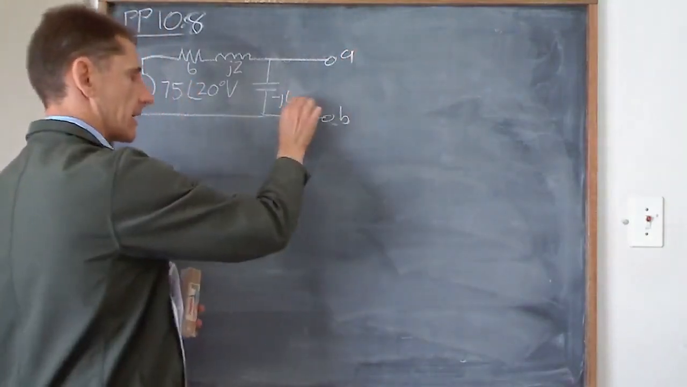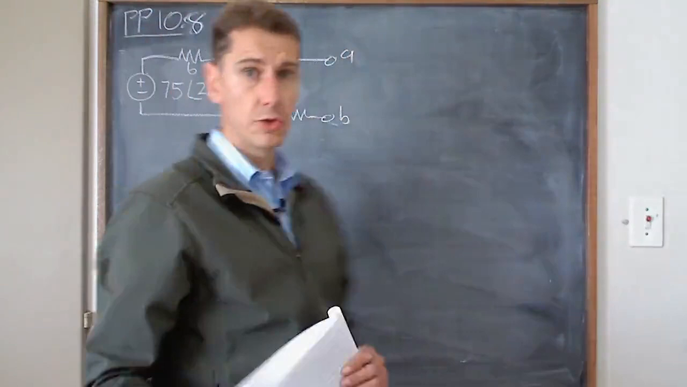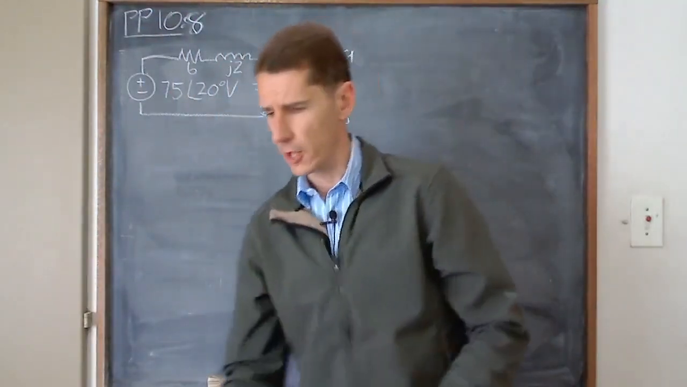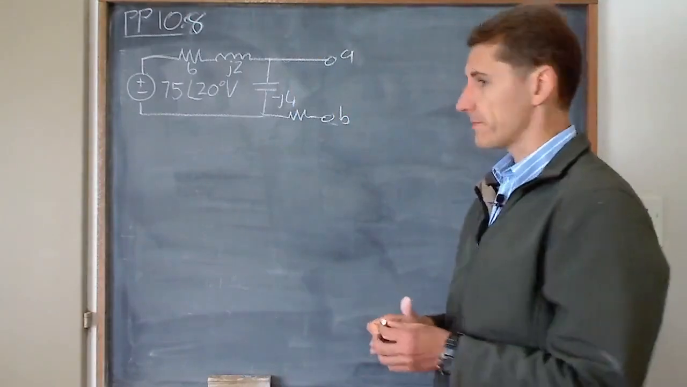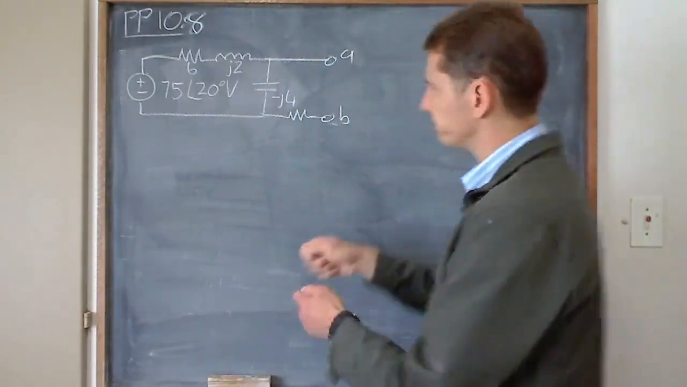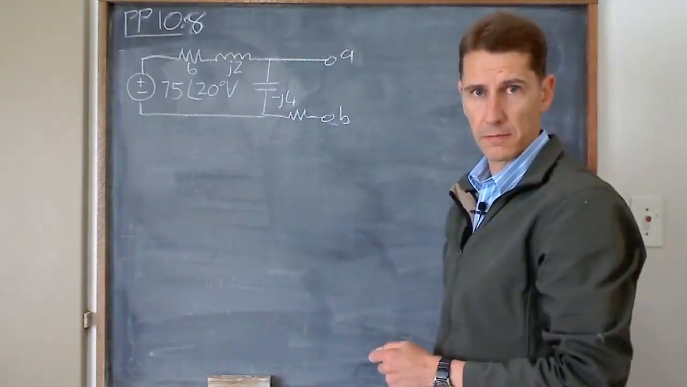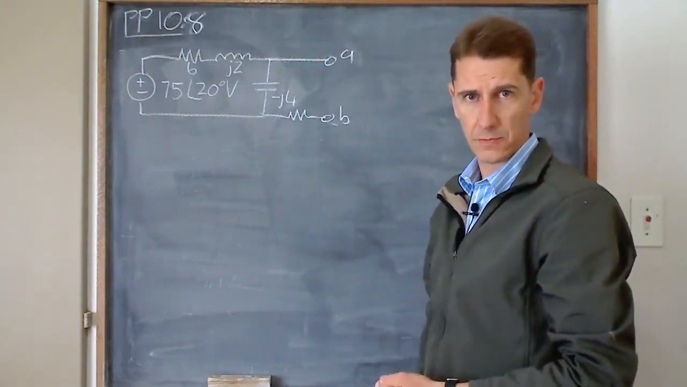And when I want to calculate the Thevenin equivalent, what am I going to do? I'm going to look in between these terminals. If I were to take my multimeter and measure across A and B, what is the voltage going to be? That's your Thevenin voltage.